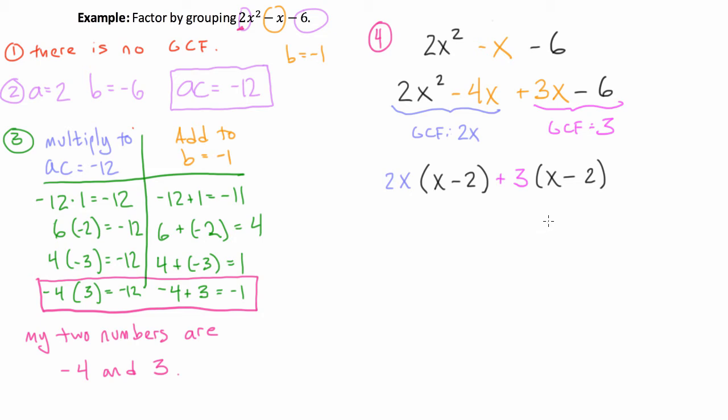Now I have a common binomial factor of x minus 2, so I can bring that x minus 2 out front. And what's left in my parentheses then is this 2x and then plus 3.